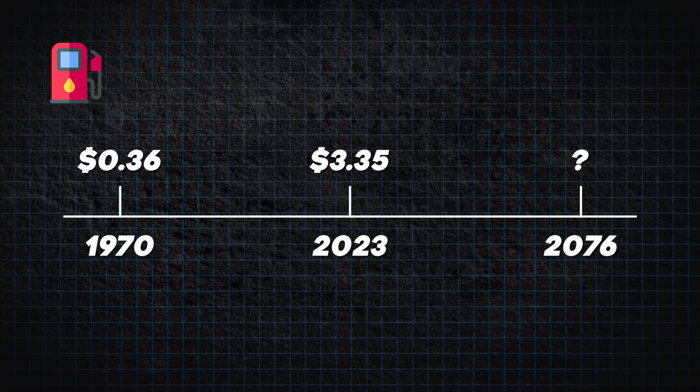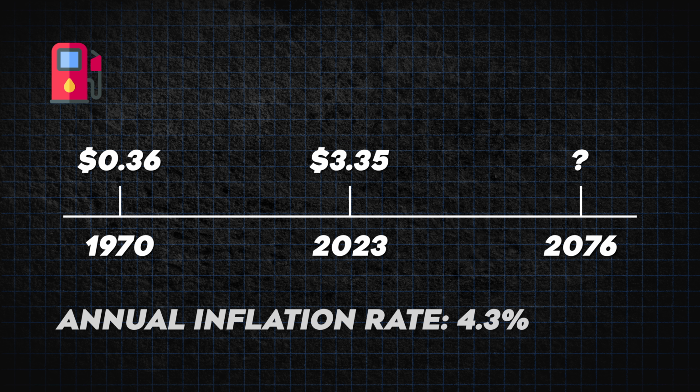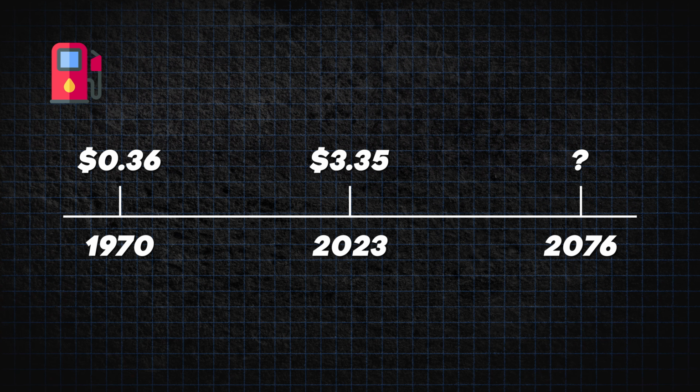Let's run the numbers for a gallon of gas. Going from 36 cents to $3.35 over the course of 53 years runs you an average inflation rate of 4.3%. If we carry that inflation rate forward on gas for the next 53 years, then in the year 2076, 1 gallon of gas will cost $31.19 for 1 gallon.